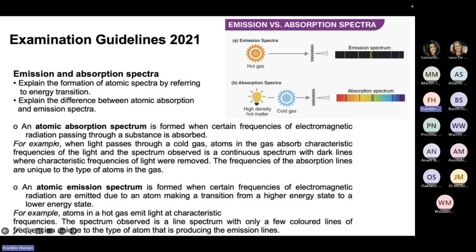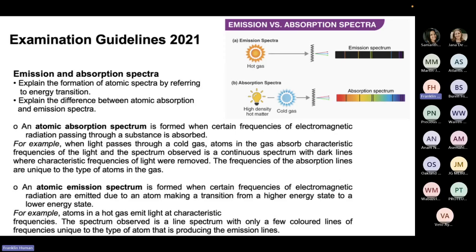Right, so let's look at an atomic absorption spectrum, which is the second one, B over here. So as I go through reading this, you can have a look at this image on the right. This is the one labeled as B. It says an atomic absorption spectrum is formed when certain frequencies of electromagnetic radiation passing through a substance are absorbed.